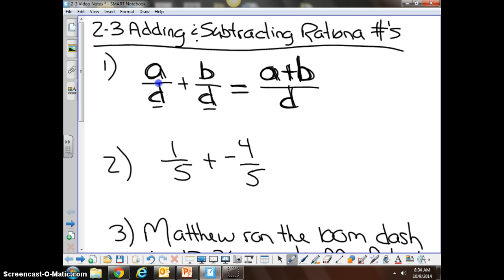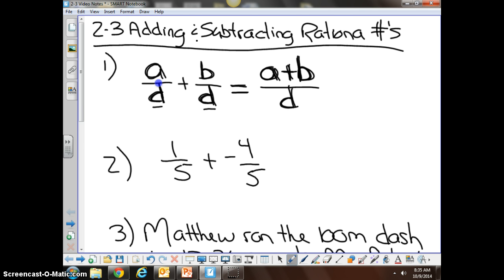If the denominator is not the same, and we practiced this on our last lesson, we've got to get a common denominator. How do you get a common denominator? You find the least common multiple, as you learned in the last video. If that doesn't make sense, go back and watch the last video on 2-2, comparing and ordering rational numbers.